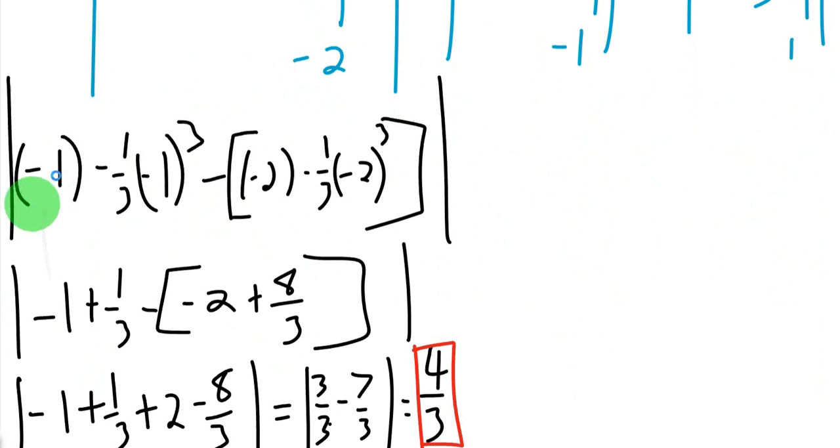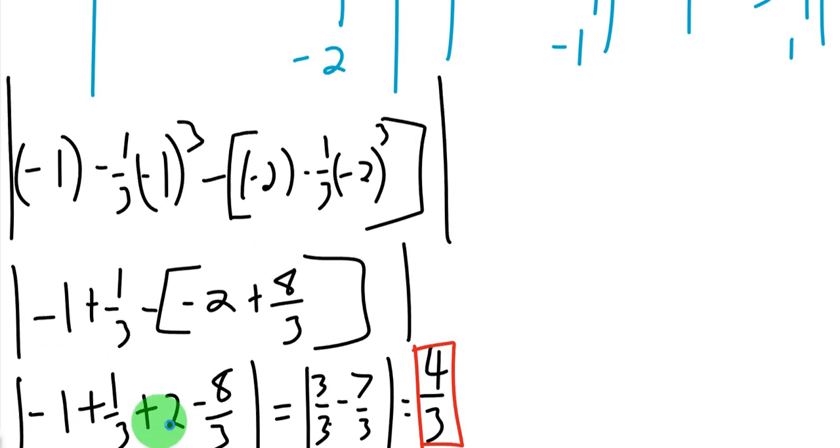Okay, so this first piece is going to be -1 plus 1/3. I'm going to keep my brackets. It's going to become -2. The two negatives make a positive 8/3. This negative is going to distribute into both of these. It's going to be -1 plus 1/3 plus 2 minus 8/3.